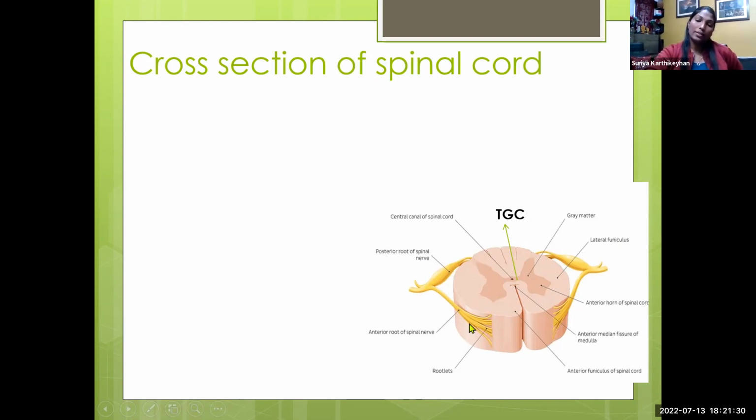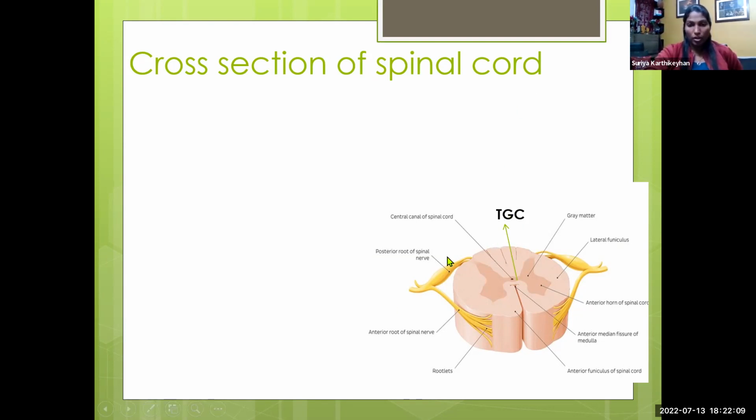So all these will be arising as nerve rootlets. Coming to the gray matter, in the section, this gray matter is actually H-shaped or butterfly-shaped. It is divided into two equal halves, right half and left half, by a central commissure. This is called the transverse gray commissure. And then we have the central canal, in which we have the CSF, which communicates with the ventricular system of the brain.